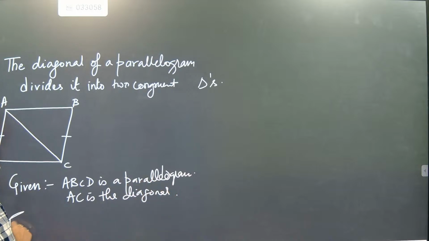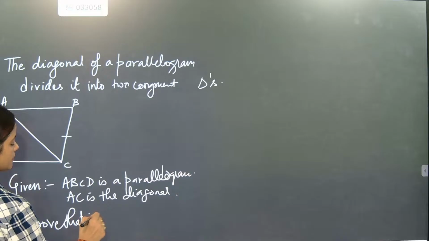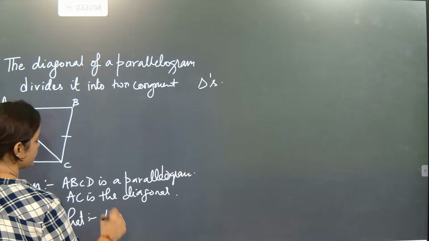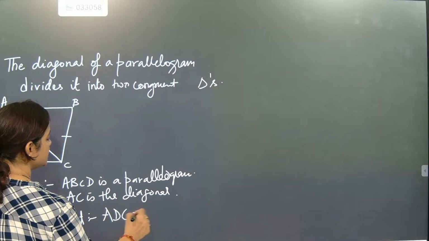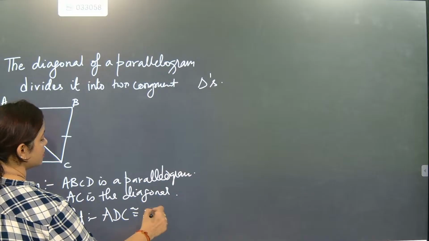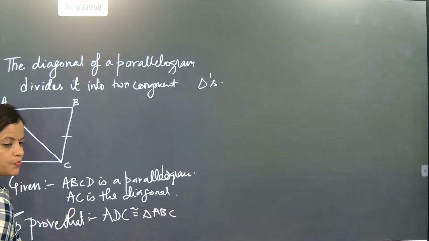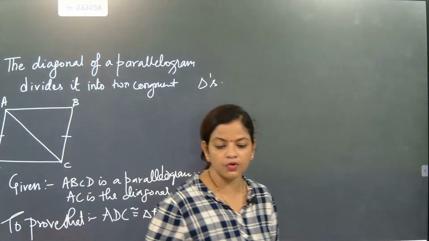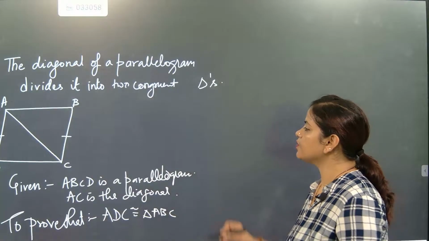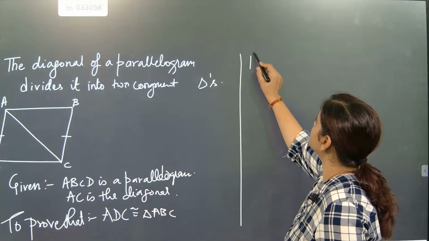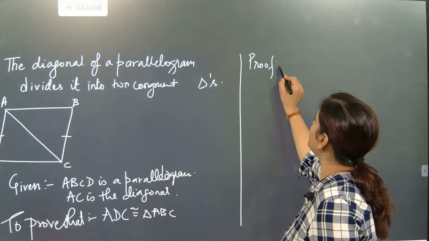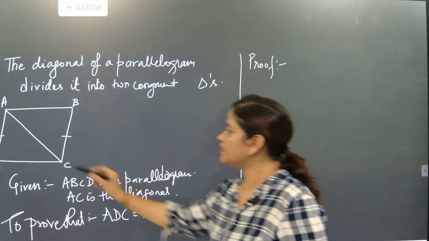To prove that triangle ADC is congruent to triangle ABC. In this, what are we going to do, beta? The proof section we are going to start. In the proof section, we are going to start with this one.